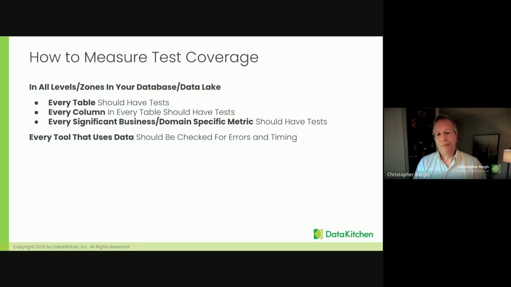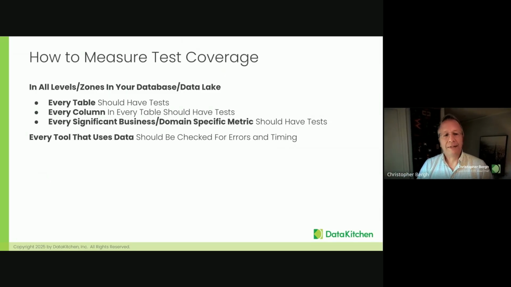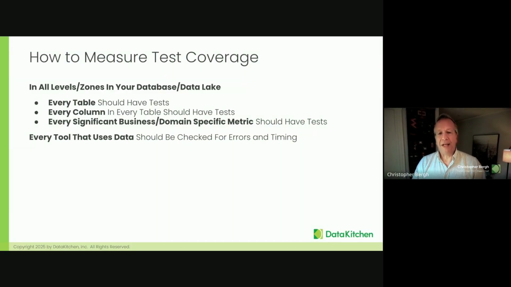But whether you have 2 levels or 6 levels, every table should have data quality tests, and every column in every table should have data quality tests. And every significant business metric, every domain specific thing that you look at, should have tests. Maybe you're not in business, maybe you're in government, but everything that you measure should have tests. Why? Because your customer will have memorized that metric and will be looking for significant shifts in it. And every tool that uses data should be checked for errors and timing, because your data could be perfect, but your tool could have an error or take too long.